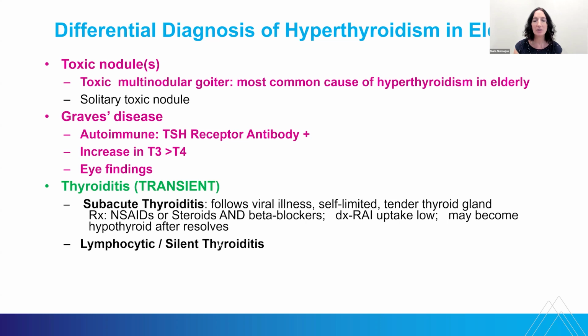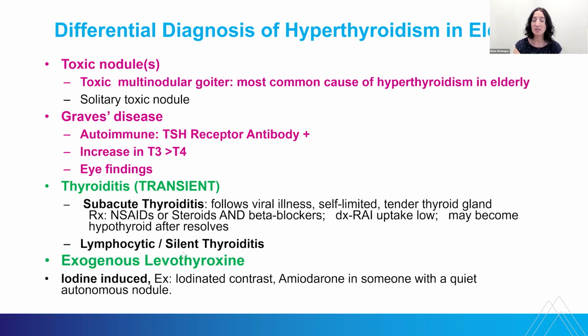Lymphocytic or silent thyroiditis can occur frequently. Might be postpartum, for instance. Exogenous levothyroxine, we saw in an earlier slide that it's quite common to see low TSHs in people who use thyroid hormone, and we have to adjust the dose to avoid this. Iodine-induced hyperthyroidism, we mentioned amiodarone, and so if somebody has an autonomous nodule that's sitting there, or if they have mild Graves' disease, and then you feed those situations with high doses of iodine, you can trigger hyperthyroidism. A very rare TSH-producing pituitary tumor can cause hyperthyroidism.